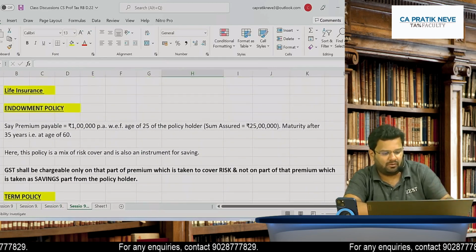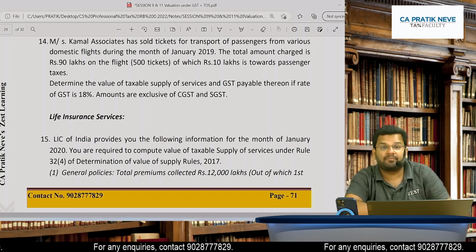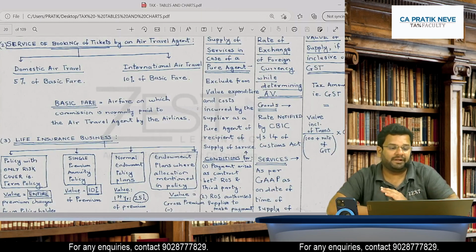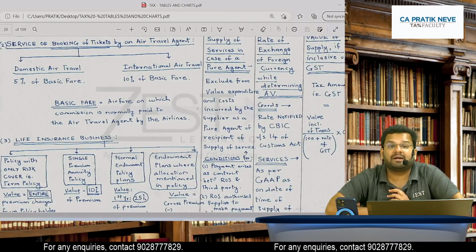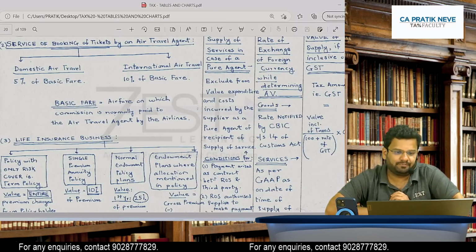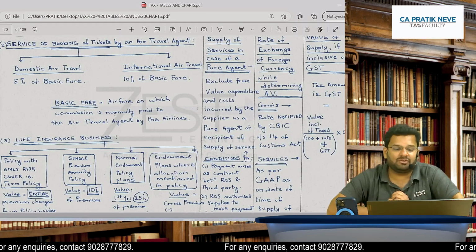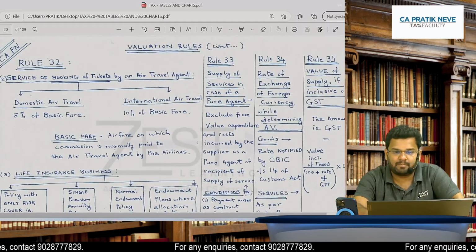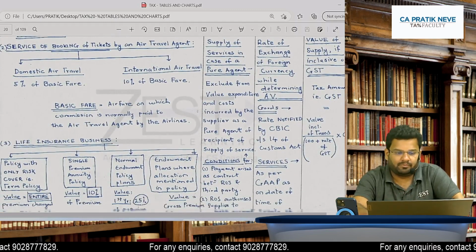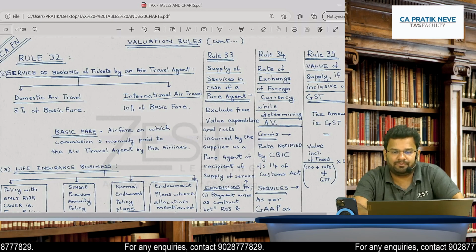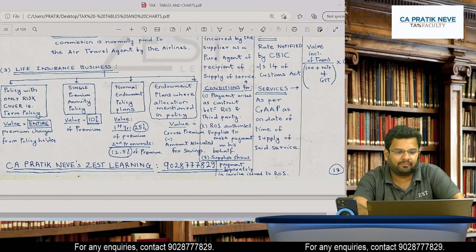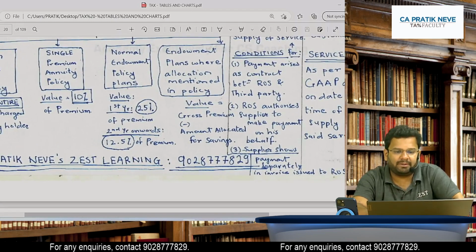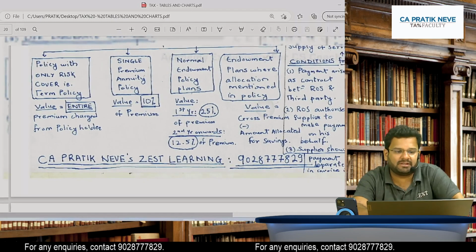So this way we complete what? We complete our air travel agent services. Can we go to life insurance business? Yes, let's go to life insurance business. Now, what happens in case of life insurance business? Check.